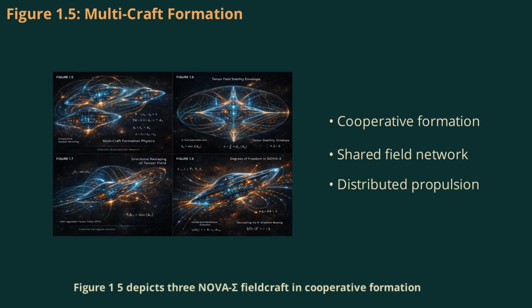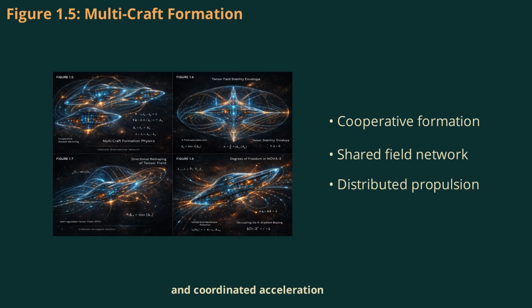Figure 1.5 depicts 3 NOVA-Σ FIELDCRAFT in cooperative formation, each surrounded by its own structured gradient field. Together, they contribute to a shared coherent field network. The system transitions from isolated gradients to superposed field topology, enabling mutual stabilization, shared inertial biasing, and coordinated acceleration. The formation behaves as a distributed propulsion organism, not just a group of discrete vehicles.